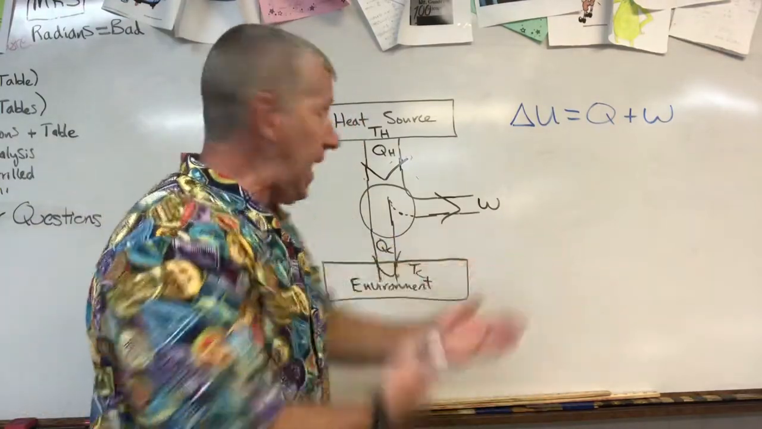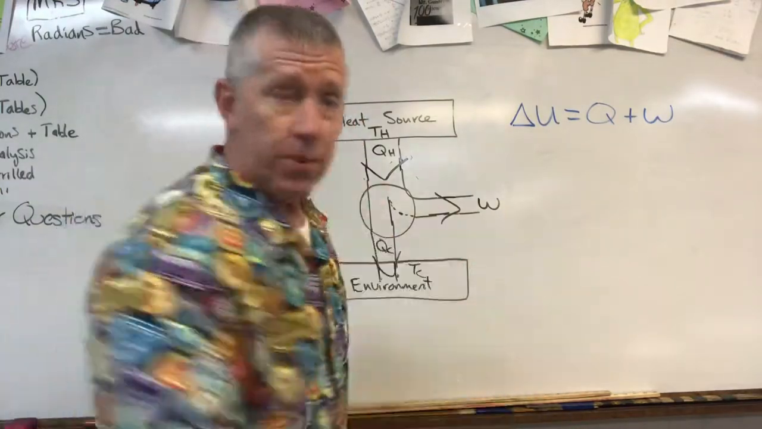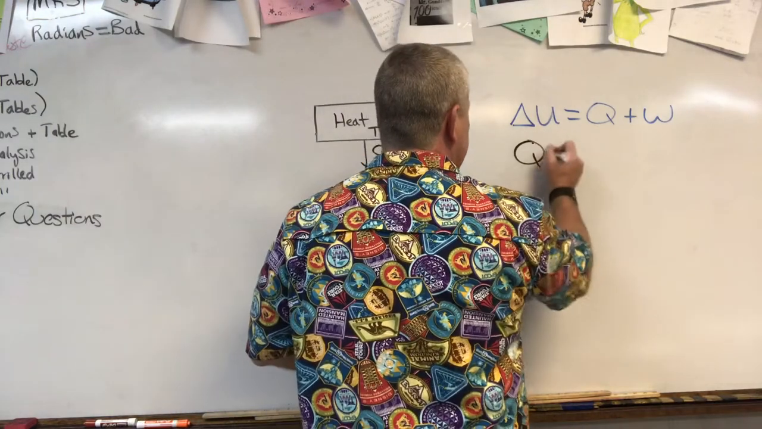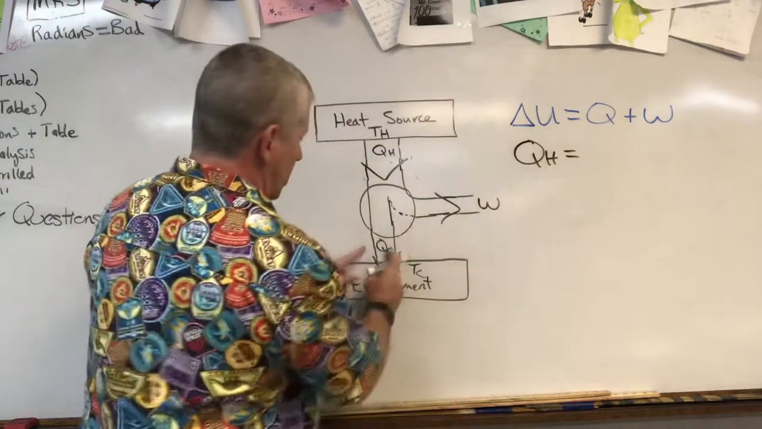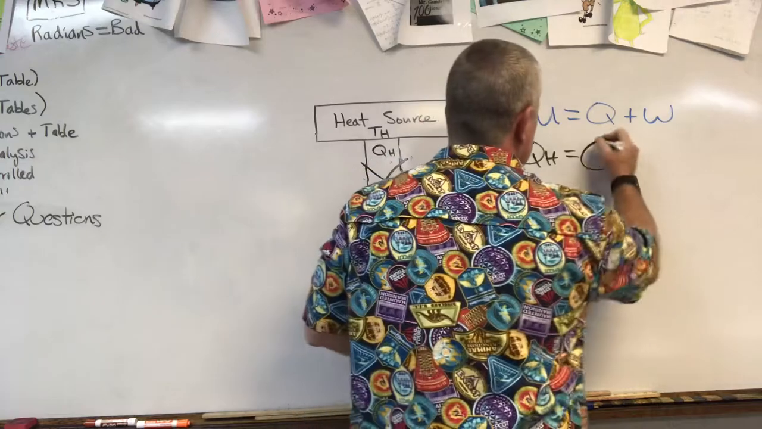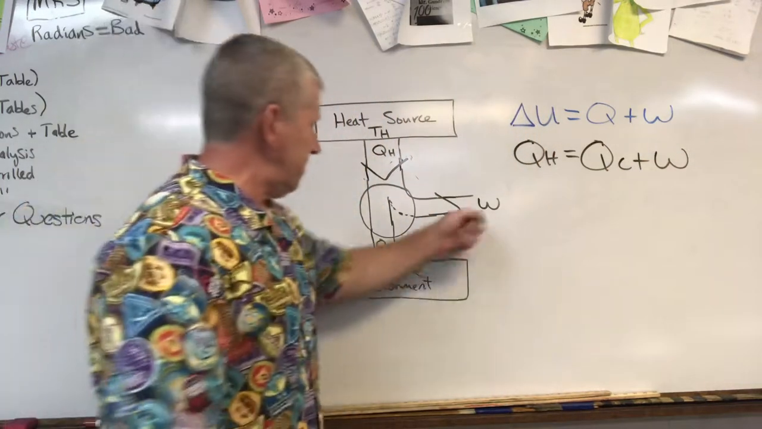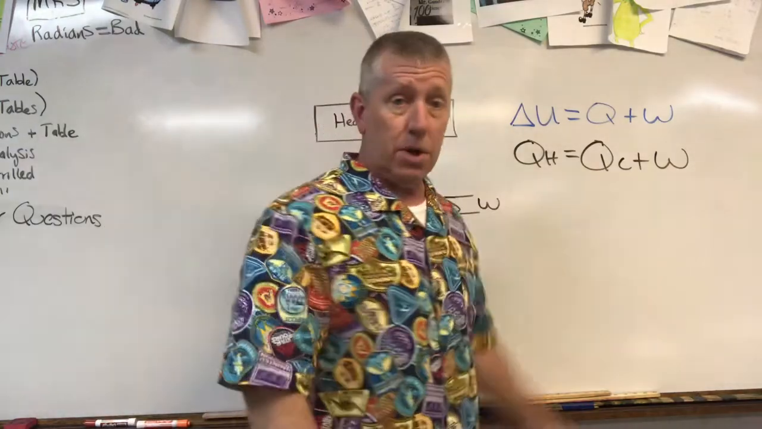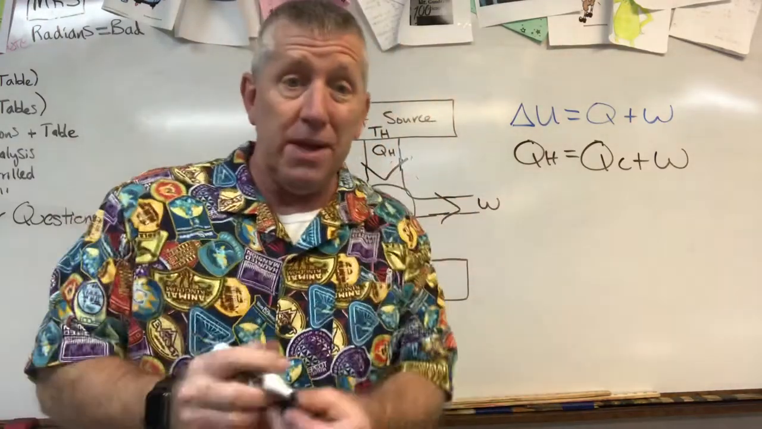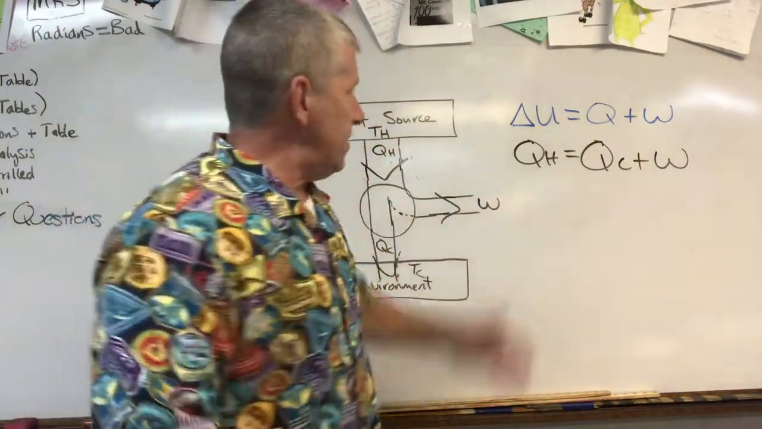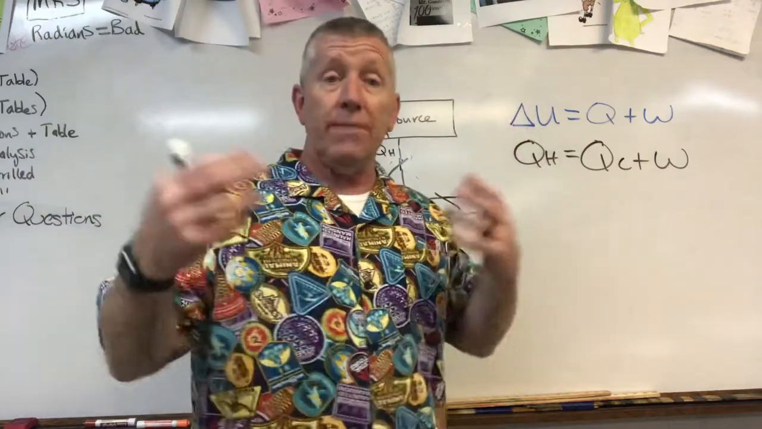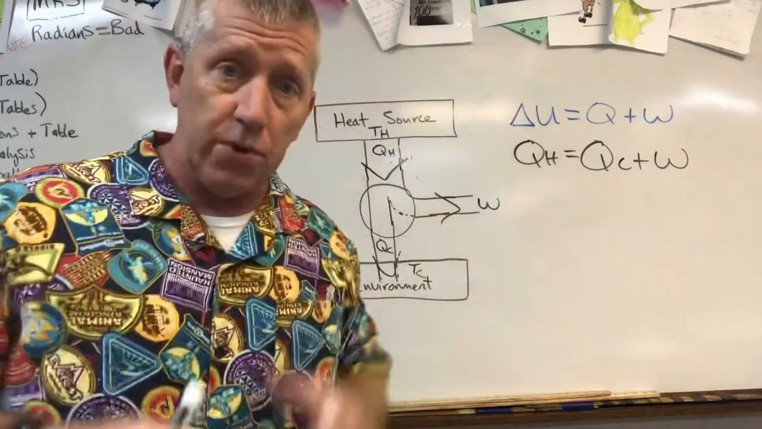We can express that as an equation. QH equals QC plus W. Those have got to equal that. That's your total. These are the partials. Partials got to equal total. That's the first law, saying you can't create or destroy energy. It's just doing it in a different way. So now we have two equations for the first law.